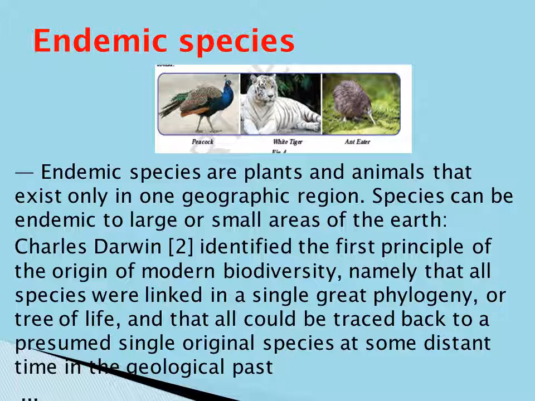Charles Darwin identified the first principle of origin of modern biodiversity, namely that all the species were linked in a single great phylogeny or tree of life, and that all could be traced back to a presumed simple original species at some distant time in the geological past.